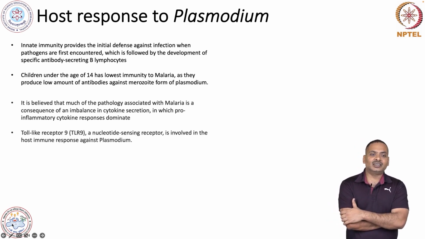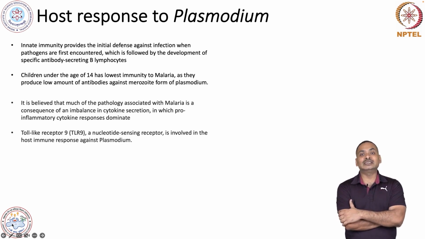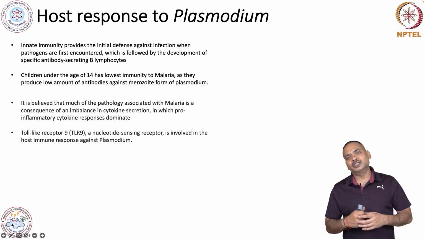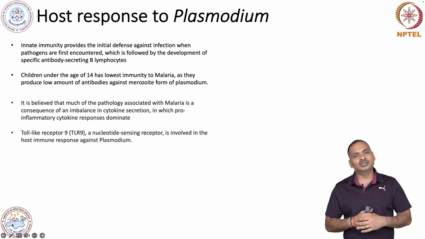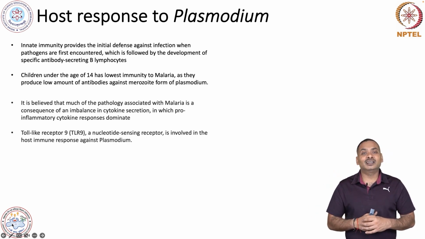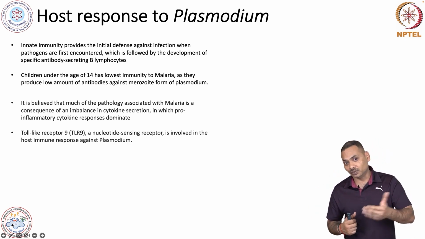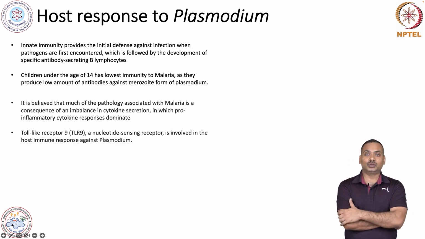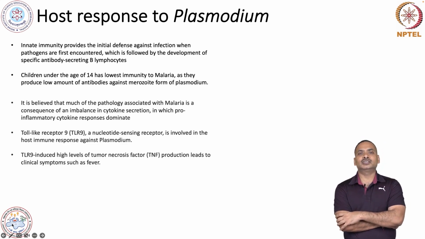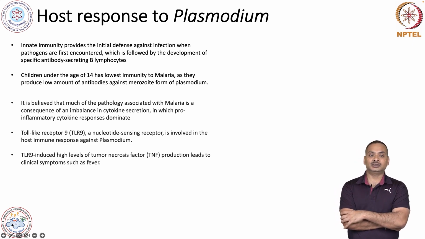It is believed that the TLR9 nucleotide-sensing receptor is involved in the host immune response against plasmodium. Hemoglobin is converted into another form, which we call hemozoin. This hemozoin is sensed by TLR9, and that may be involved in production of more pro-inflammatory cytokines. TLR9 induces a high level of TNF alpha production, which leads to clinical symptoms such as fever.